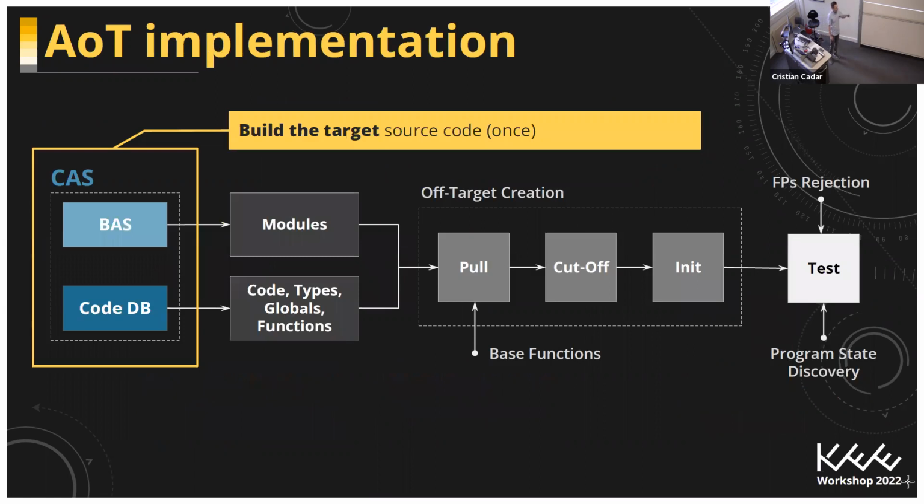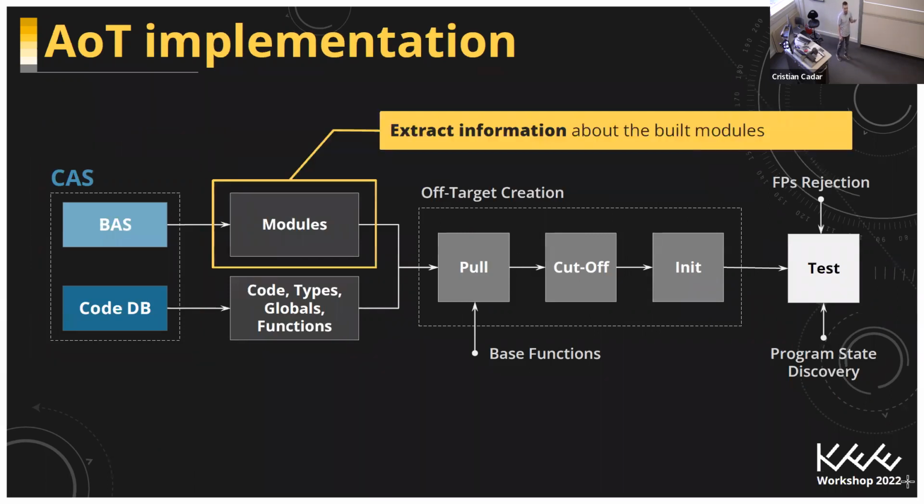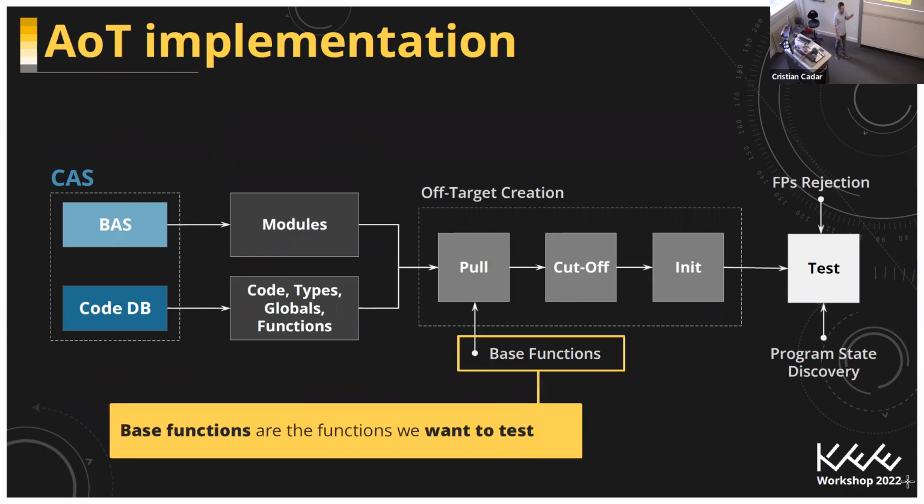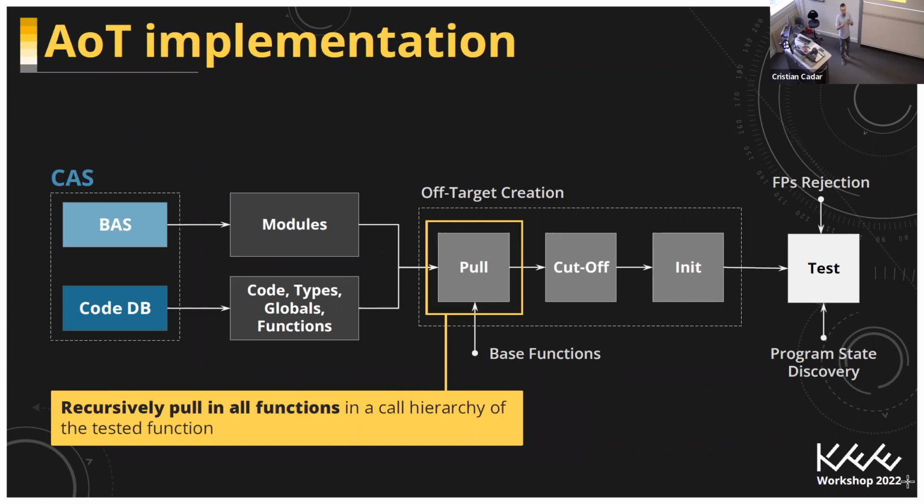Let's go quickly through how AoT works. First, we need to build the product. It needs to happen once to generate these databases. Then we extract information on built modules and also on code, types, globals, and functions. Base functions are the functions that we want to test, let's say our message parser, and we start from them and we recursively pull all the functions that they call.